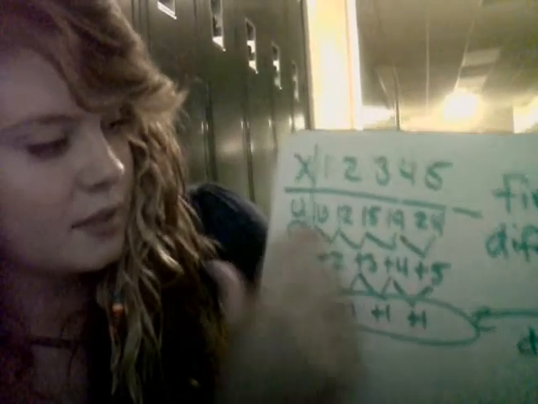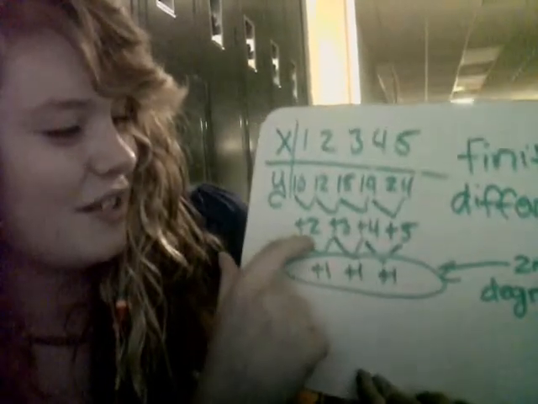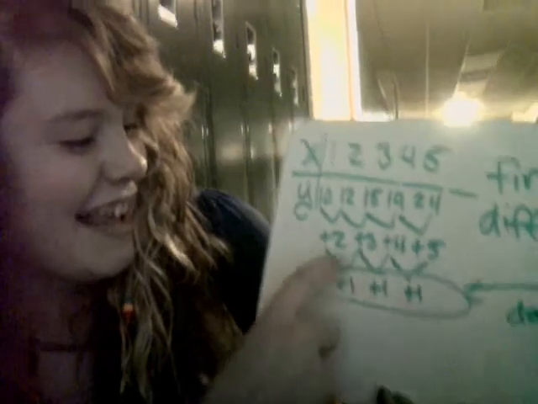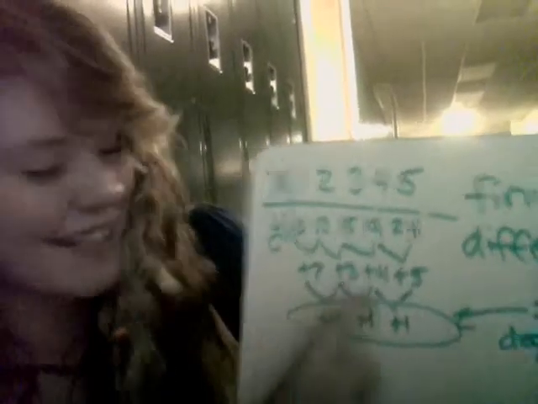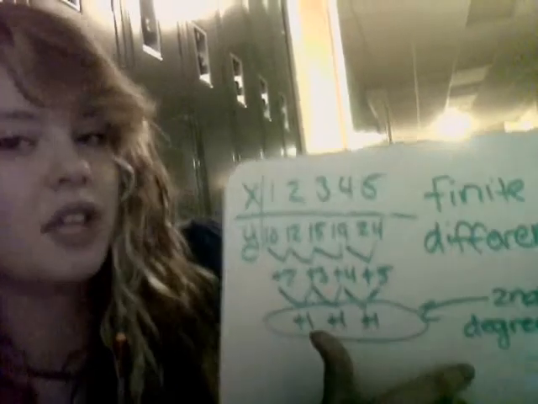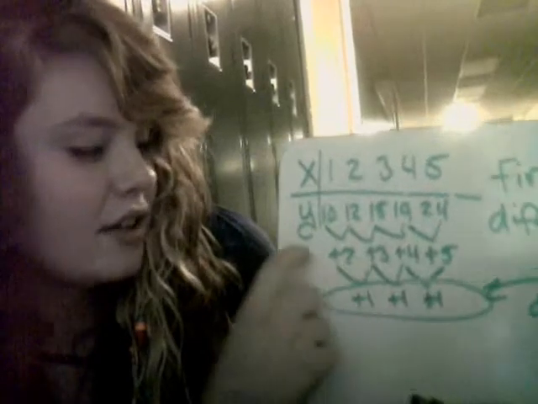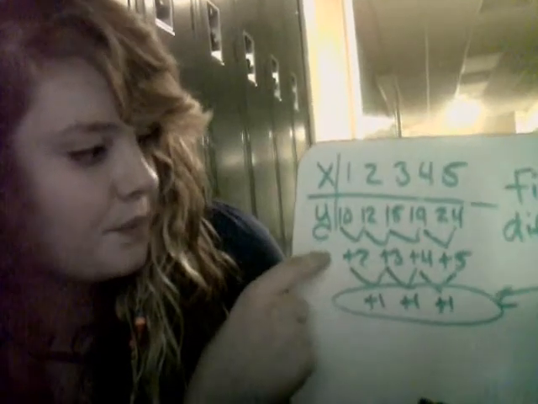So these are the differences between the y numbers. Between these differences, it's plus 1 for each one, so this would be second degree finite differences. And then we did quadratic form.